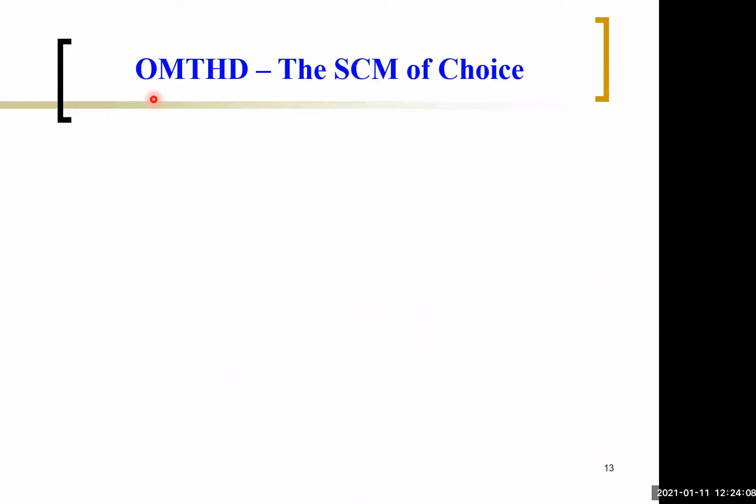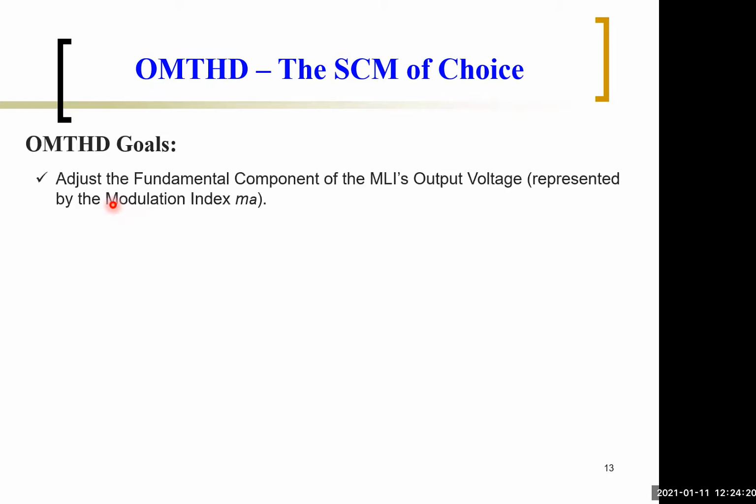So let's talk about optimal minimization of THD, which is the SCM of choice among other SCM approaches. So OMTHD goals are as follows. You want to adjust the fundamental component of the MLI's output voltage, which is represented by the modulation index M sub A. While doing so, you want to minimize the output voltage THD, or the weighted THD for motor loads, but we're not going to get into that. This was also part of this research, but I'm not going to deal with weighted THD, only THD.